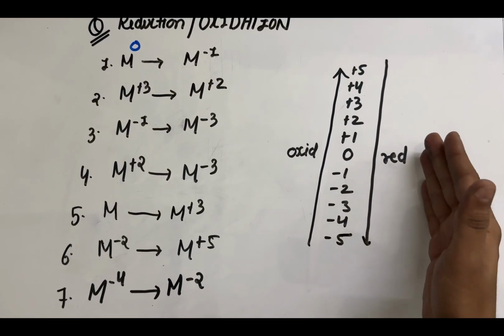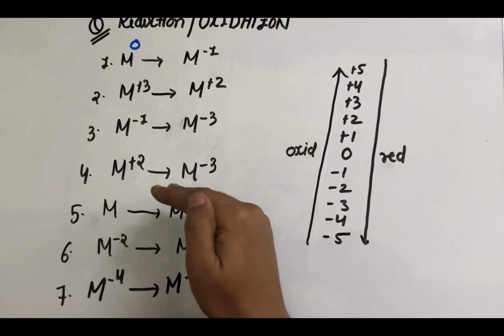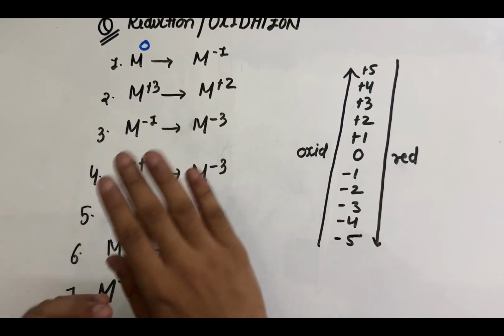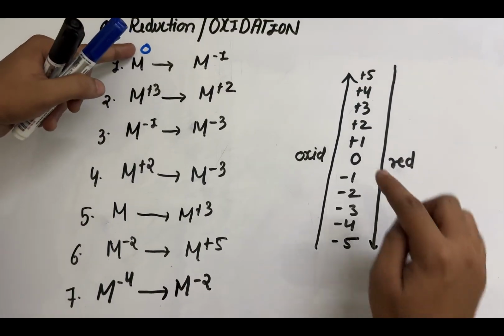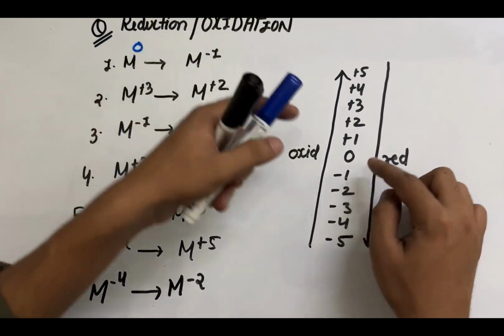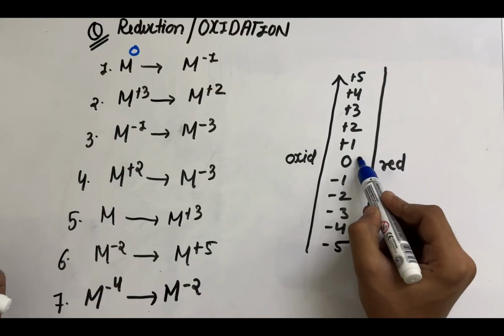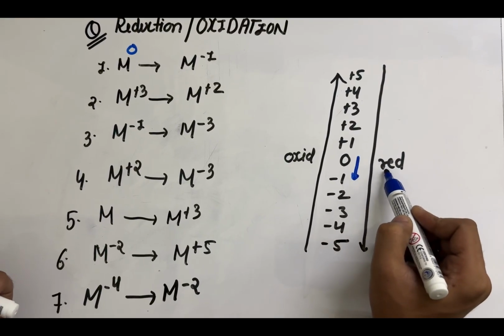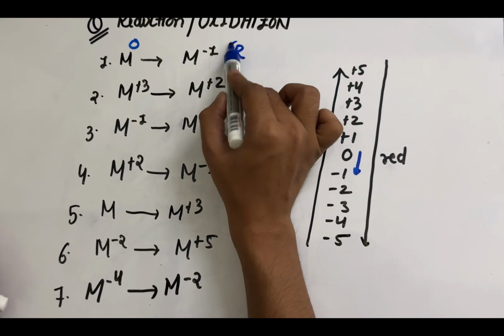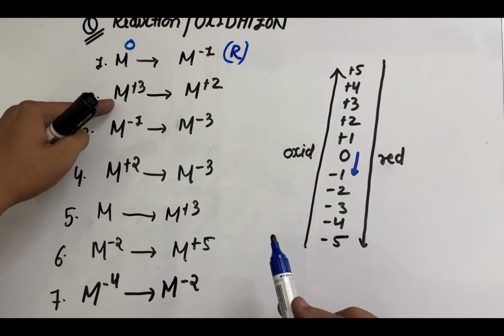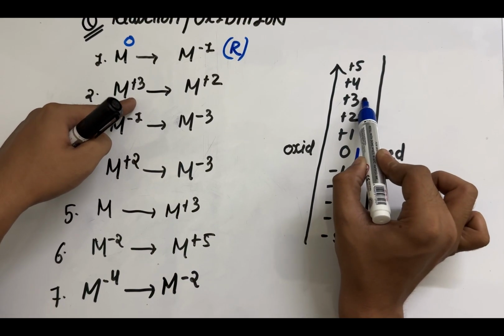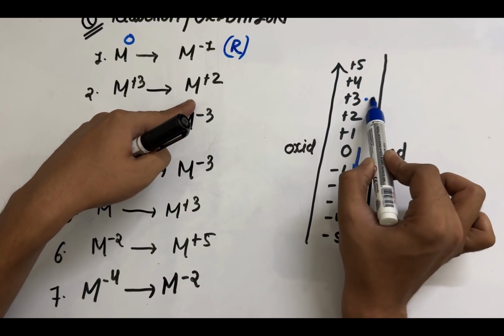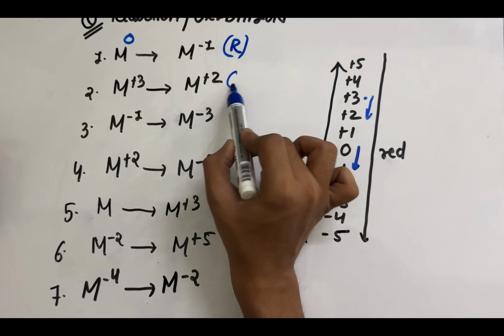If you are not able to solve these reactions directly, don't worry, there is no need. Just make this type of table. So it was 0, now it becomes minus 1. It is a reduction case, so this reaction is of reduction. Now let's come to the second reaction. It is M plus 3. So initially it was plus 3 but now it is plus 2. See, this is the reduction reaction.